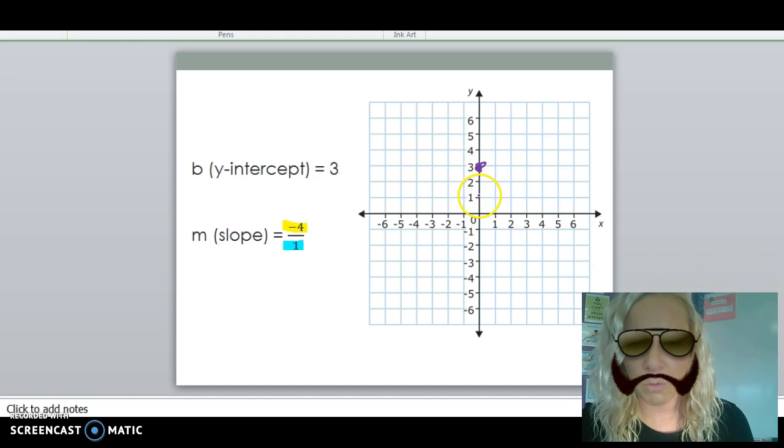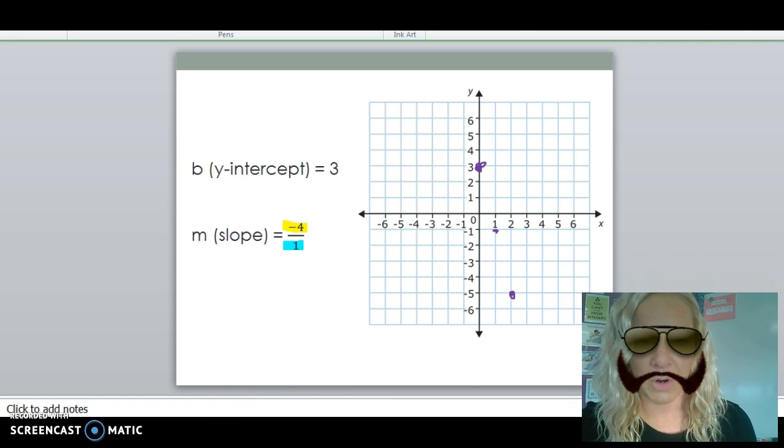I'm going to go down negative 4. 1, 2, 3, 4. Over positive 1. Go down another negative 4. 1, 2, 3, 4. And over positive 1. And here's my point. Now I want you to get out your graphic organizer.